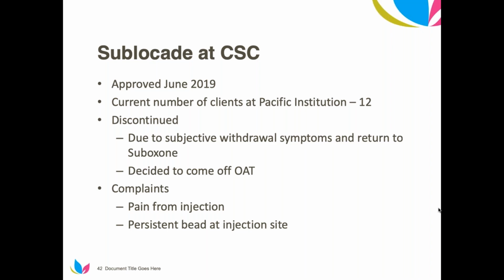And for your information, Suboxone within federal custody is the film. We don't use the tablet anymore. There's the Suboxone film that we attach under the tongue and it dissolves.